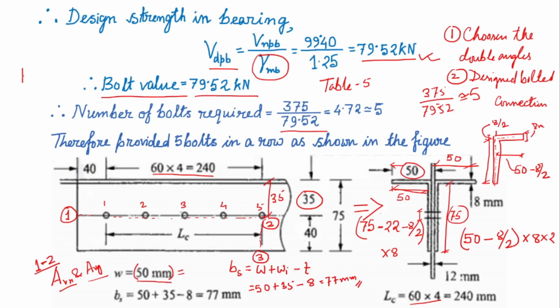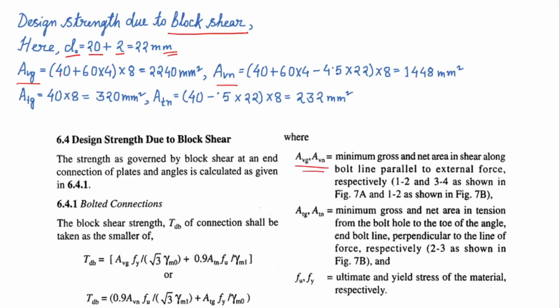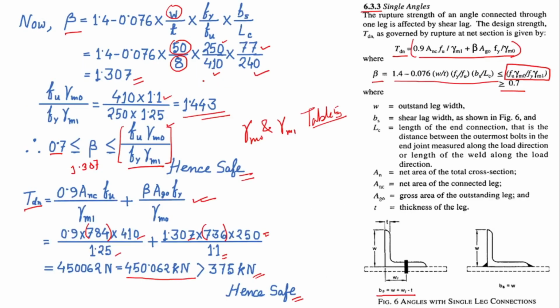So for AVZ, I have to note down the distance between 1 and 2. This distance is 40 plus 240, which is clearly visible in the figure. If I multiply with 8, I shall get the gross area. So this is AVZ. It is calculated as 2240 mm square. This is a gross area.